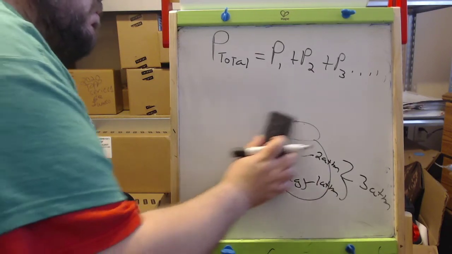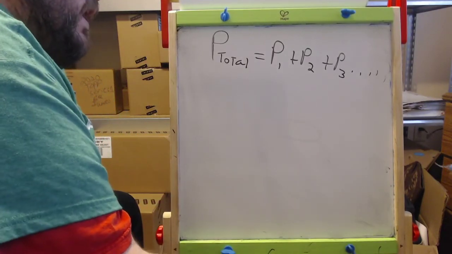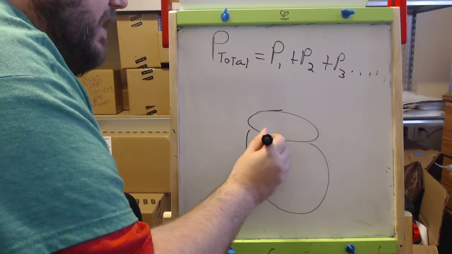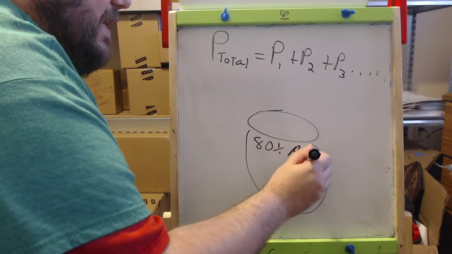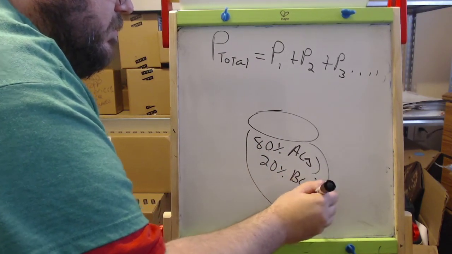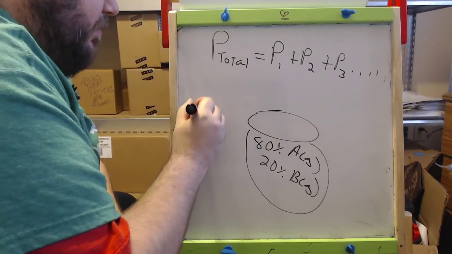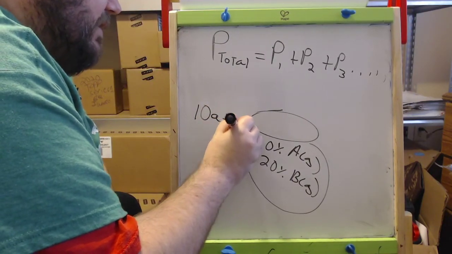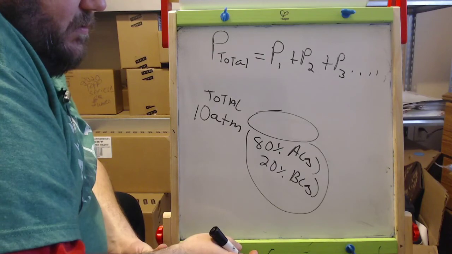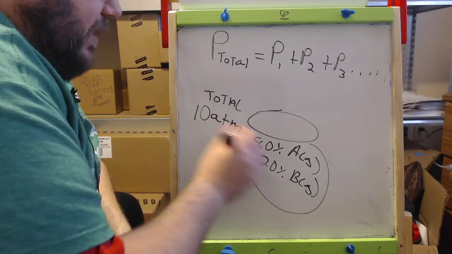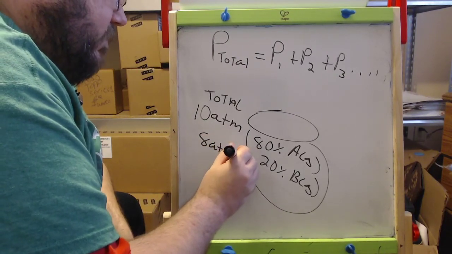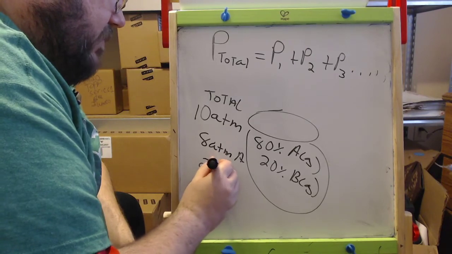So, if I told you that 80% of our system is A gas and 20% is B gas, and the total pressure inside the container is 10 atms total, and I want you to find the pressure of each gas, well then the pressure of each gas would be 8 atms for A and 2 atms for B.